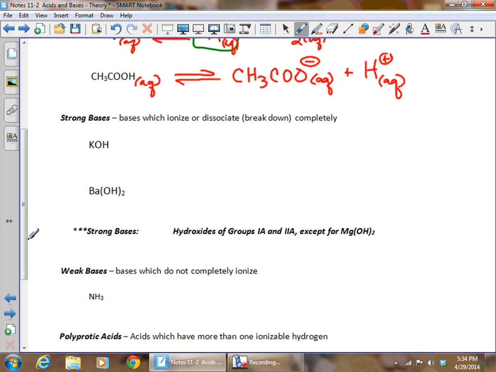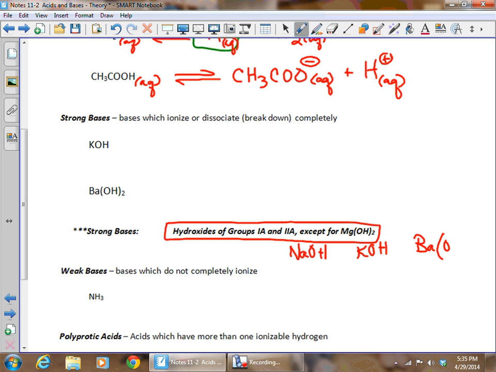Now, strong bases are ones which also ionize or break down completely. There's a rule. You don't have to memorize the strong bases like you do the acids. The rule is that hydroxides of groups 1A and 2A, except for magnesium hydroxide, are going to be strong. So examples would be NaOH because Na is in group 1A, KOH because K is in group 1A, Ba(OH)2 because barium is in group 2A. All of those bases from metals in groups 1A and 2A are going to form strong bases except for magnesium.